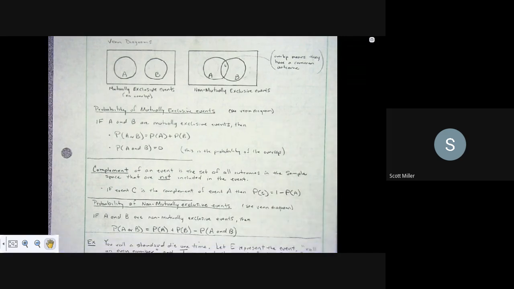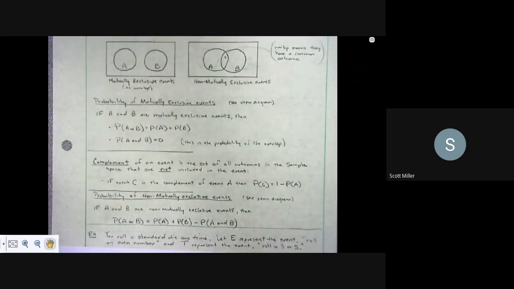So here is a little example. Down here so you can see it. You're going to roll a standard die one time. Let E represent the event that you're going to roll an even number, and let T represent the event that you'll roll a 3 or a 5. What is the probability that you will roll a 3 or 5? And then let's take a look at it. So what's the probability you're going to roll an even number or roll a 3 or 5? So what is the probability of event E or event T occurring if I roll a die?